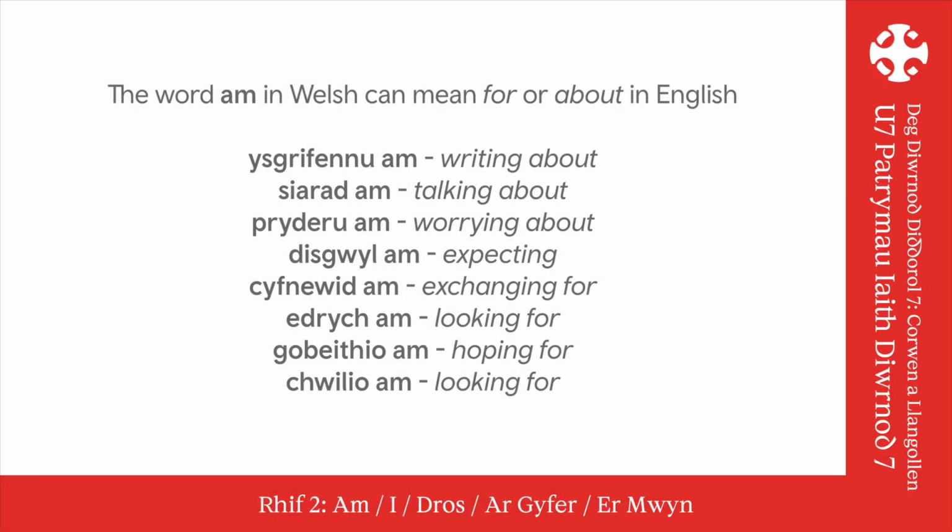Am. The word am in Welsh can mean for or about in English. Ysgrifennu am, writing about. Siarad am, talking about. Pryderu am, worrying about. Disgwyl am, expecting. Cyfnewid am, exchanging for. Edrych am, looking for. Gobeithio am, hoping for. Chwilio am, looking for.